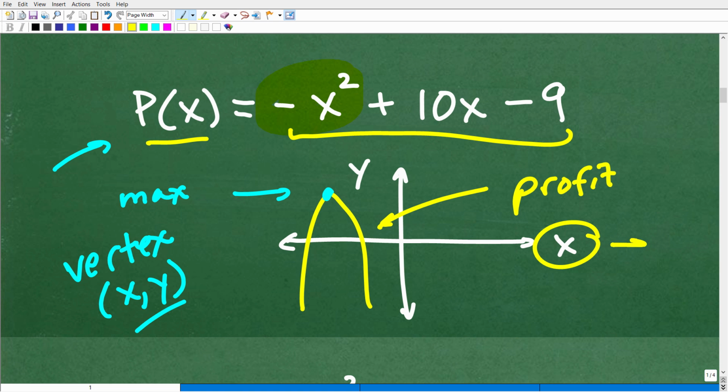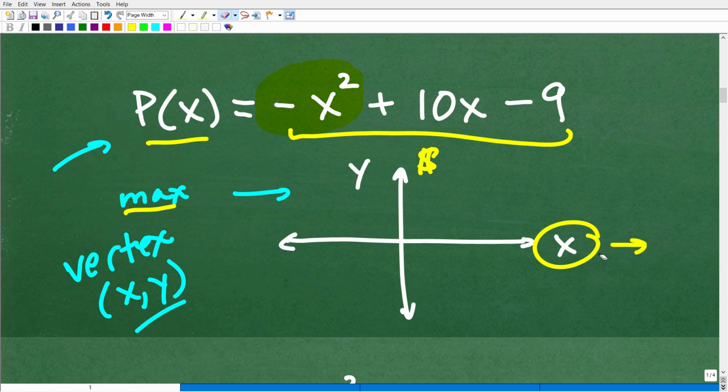So x would be representing the number of widgets, and y is the actual dollar amount in hundreds of dollars. So what we're looking for is the maximum profit based upon the number of widgets we make. So let me show you this real quick before we get into the actual problem. Really, we're not going to make negative widgets, so we're not over on this side, we're going to be on this side here.